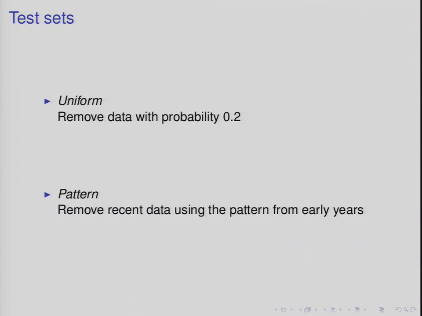And so we try to make the setup a bit more realistic. We use the pattern of missing data from the early years, where we have lots of missing data. And in the recent years, we have lots of data. So we use that missing value pattern to remove data from the recent years. So we have the same missing value pattern as in the real case. So that should somehow simulate the real problem.